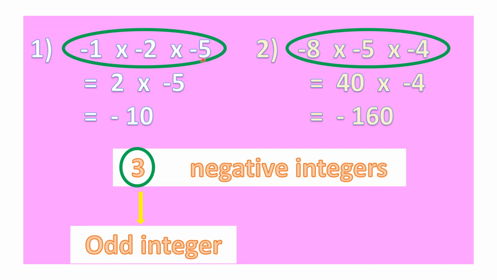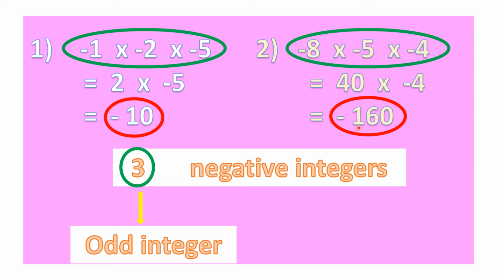Now look at these numbers and these numbers. What do you see in common here? We can see that in both the questions there are 3 negative integers being multiplied, right? Here also 1, 2, 3 negative integers. Here also 1, 2, 3 negative integers are being multiplied, right? Now look at the answers carefully. 1, 2. The answers are both negative.